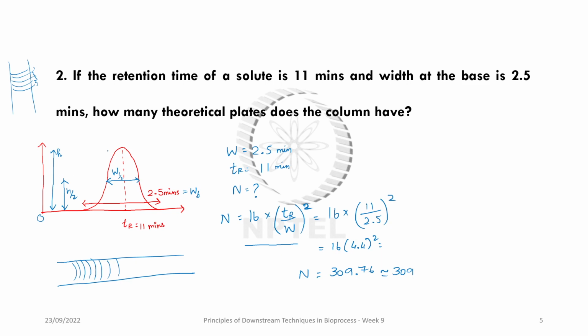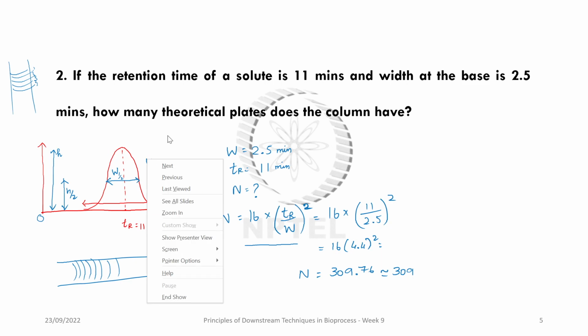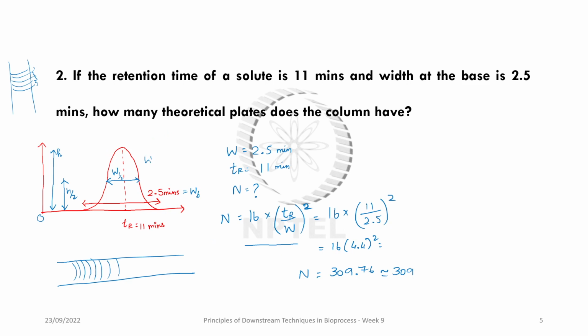Similarly, even for this half width, there is a relation that W half is equal to 2.35 sigma, where width at base is equal to 4 sigma. So these are just empirical relations. You can question how this came in, but over time, by seeing so many data or so many peaks, people have arrived at this number, which can act as a correction factor to arrive at this. That's it.